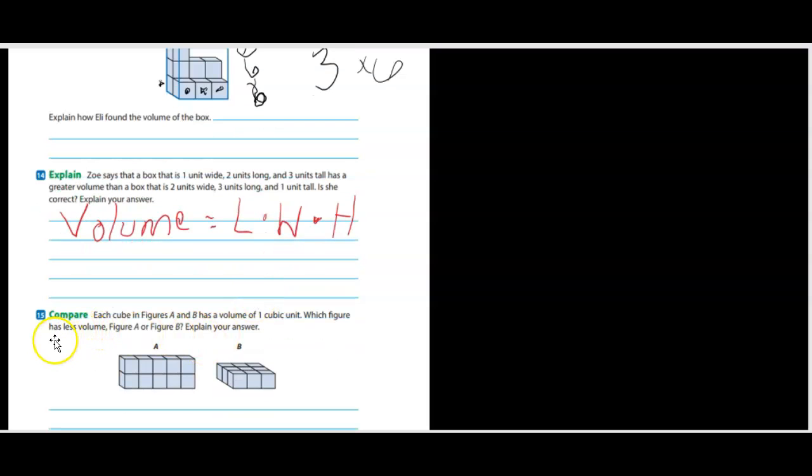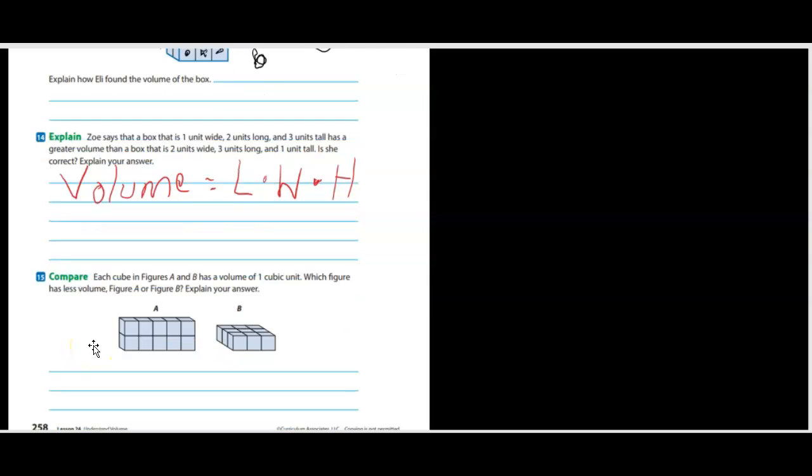Down to number 15. Each cube in figure A and B has a volume of 1 cubic unit. Which figure has less volume, A or B? Explain your answer. If I look at A, I've got 1, 2, 3, 4, 5, and I have 2 rows. So that one's going to have a volume of 10. This one has 1, 2, 3, and it has 3 rows back. This one's going to have a volume of 9. So you're able to see that figure A has more volume than figure B.